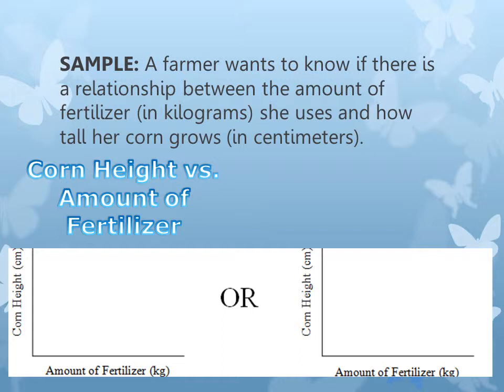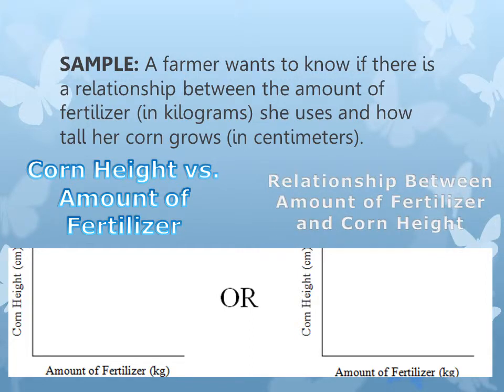A more descriptive way would be to say the relationship between the amount of fertilizer and corn height. Either way is acceptable, but both ways tell me what you're changing in your experiment and what you're going to be measuring, okay?